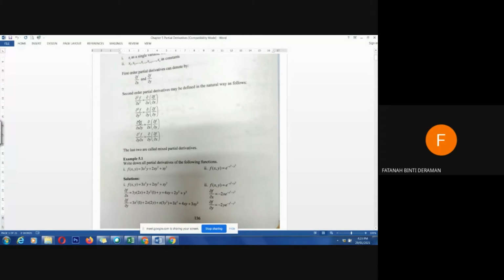And then for d square f dx dy, it means we first differentiate with respect to y, and later we differentiate with respect to x. So here, first we differentiate with respect to x, and then y, we differentiate with respect to y.